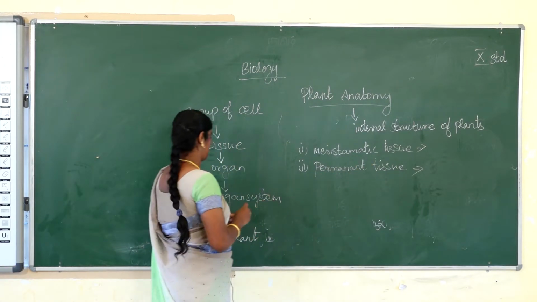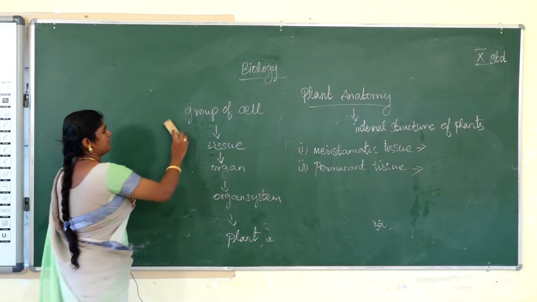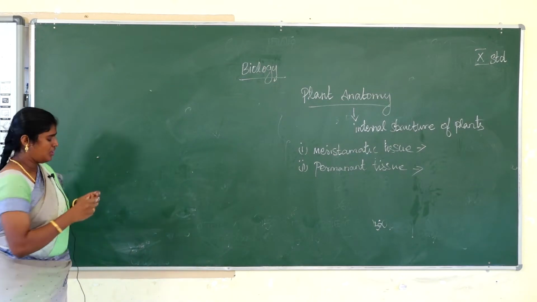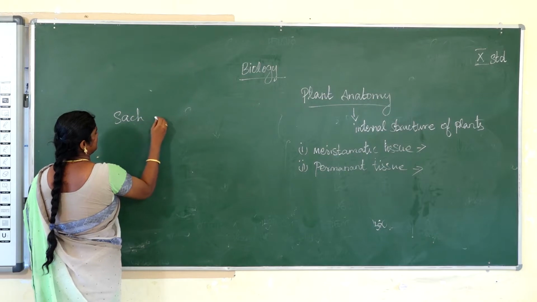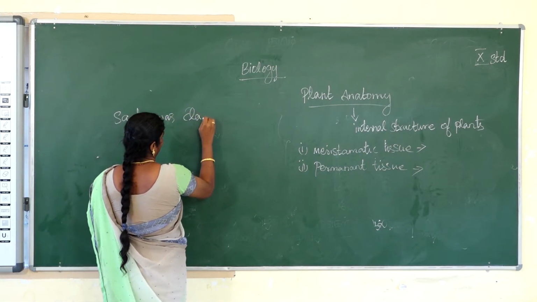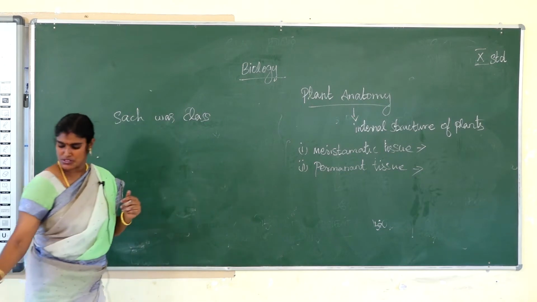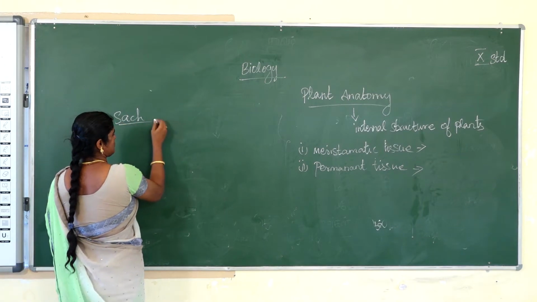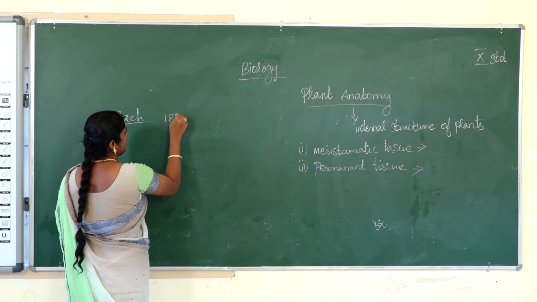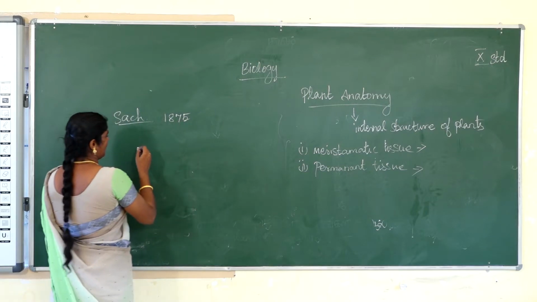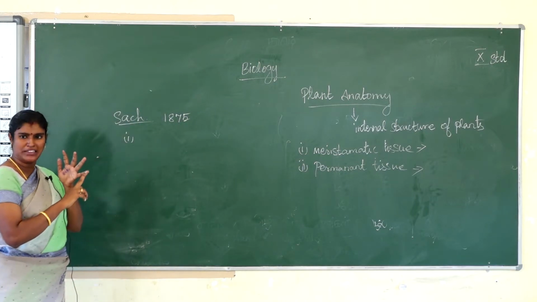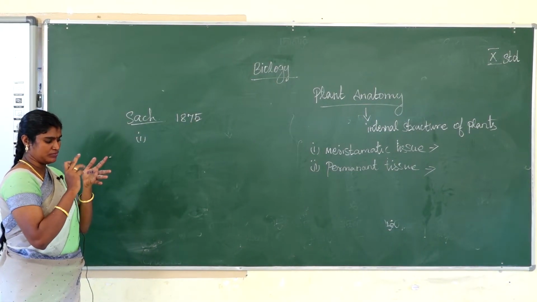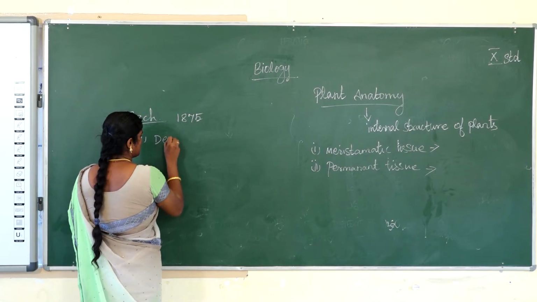Next one, tissue system. The tissue system was classified by the scientist Sachs in 1875. There are three types of tissue system. First one, dermal tissue system. Another one, ground tissue system. Third one, vascular tissue system.